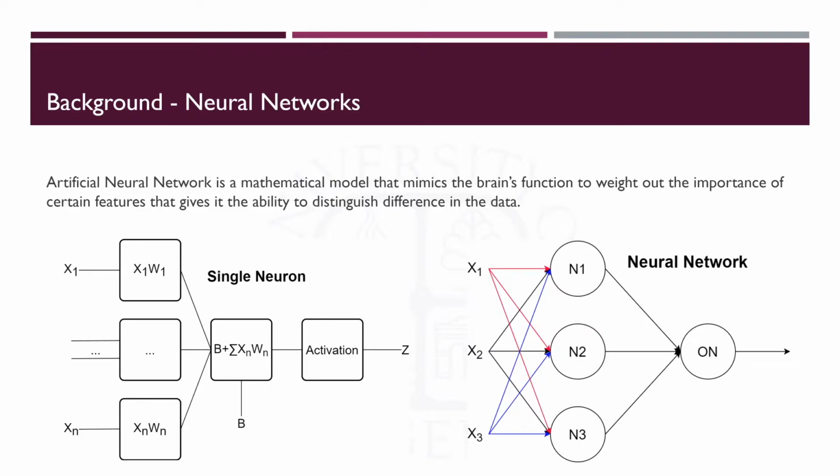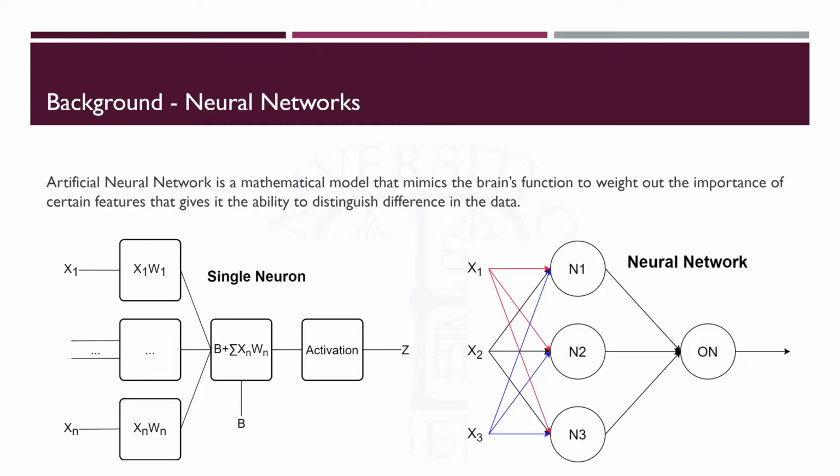The background of neural networks. An artificial neural network is a mathematical model that mimics the brain's functions to weigh out the importance of certain features. This basically gives the ability to distinguish small differences between very similar data. To understand this, we need to look into a single neuron. A single neuron will receive a data set, and each point of that data set will be applied to a weight. After all the weights are applied, the neuron will sum up these products and add it to a learned bias.